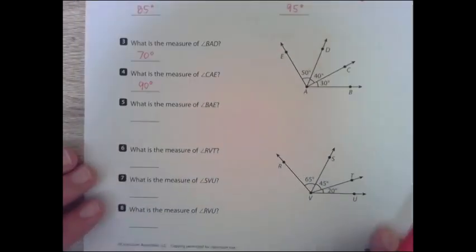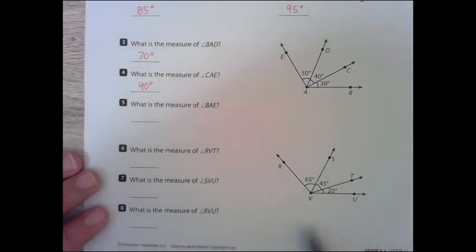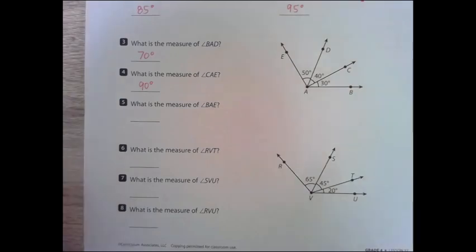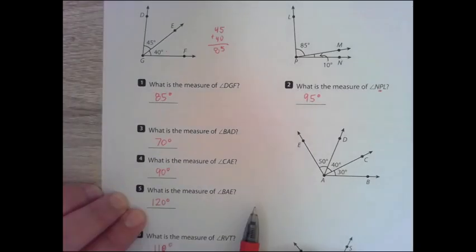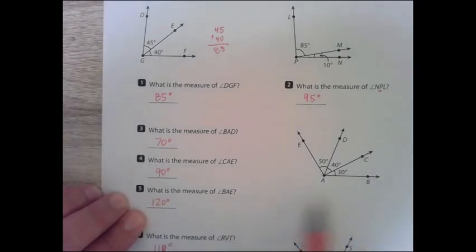And then I'll have you do 6, 7, and 8 also on your own to see how you do with this angle down here. All right, welcome back. So again, we were looking for angle BAE, right? BAE. So that means you had to add these 3 smaller angles together. And when you do that, you get 120 degrees.